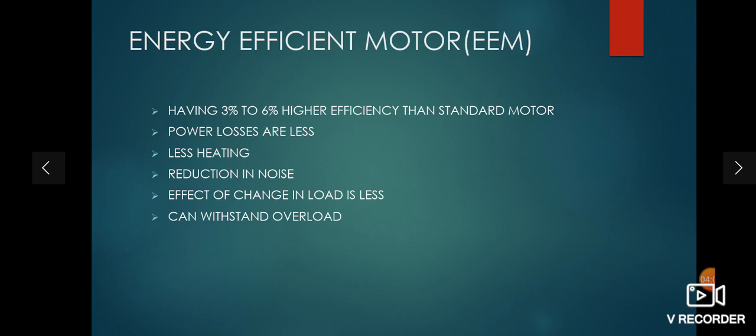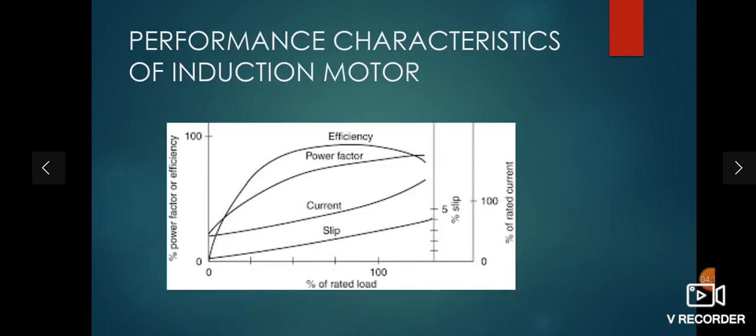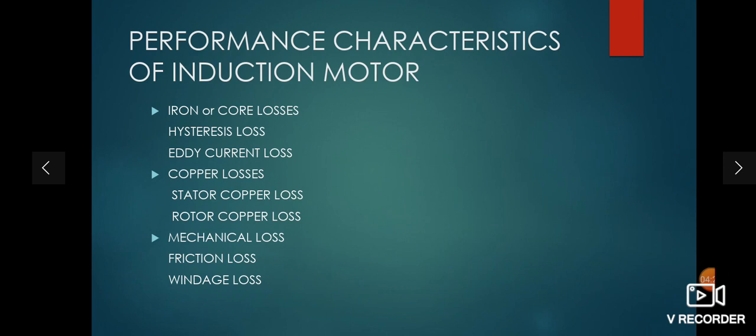Now before starting to learn about the energy efficient motor, I will explain you. In a three-phase induction motor, suppose you are going to employ the three-phase induction motor in the industries for any application. So due to these losses, as I discussed, the iron losses, copper losses and the mechanical losses, your efficiency goes down. So how to improve the efficiency? By reducing these losses. So how to reduce these losses?